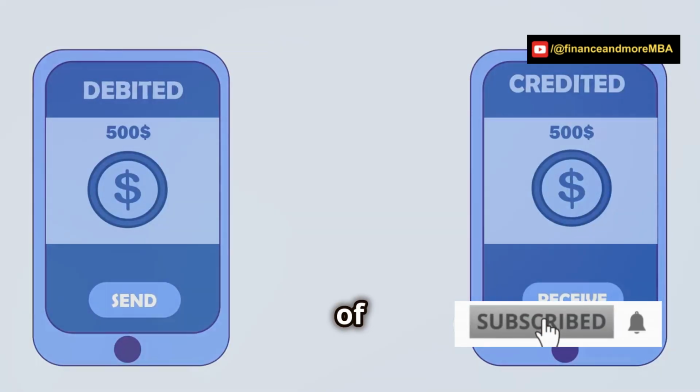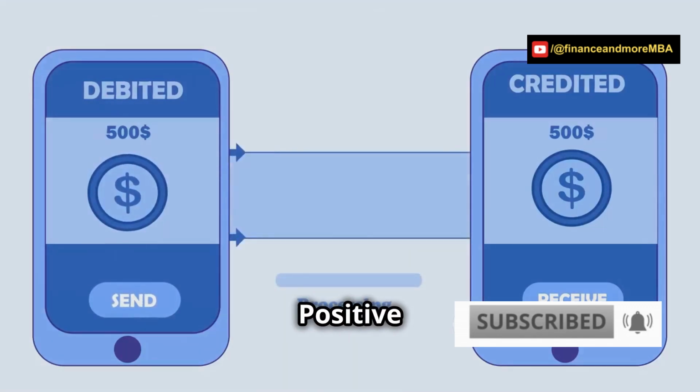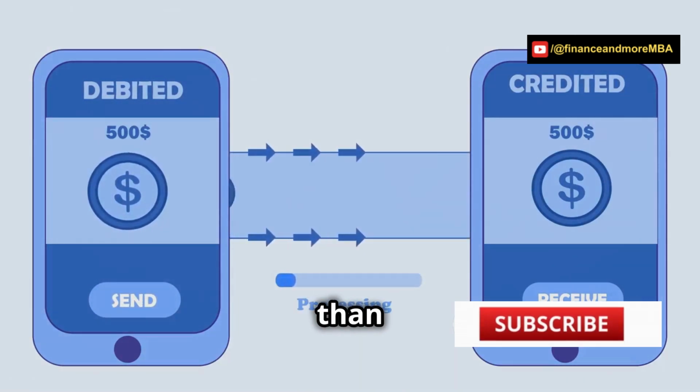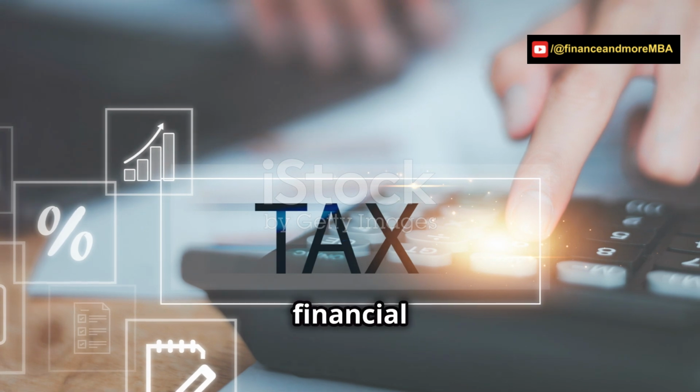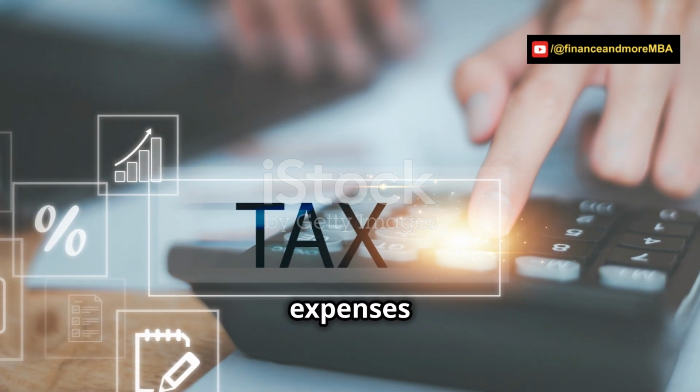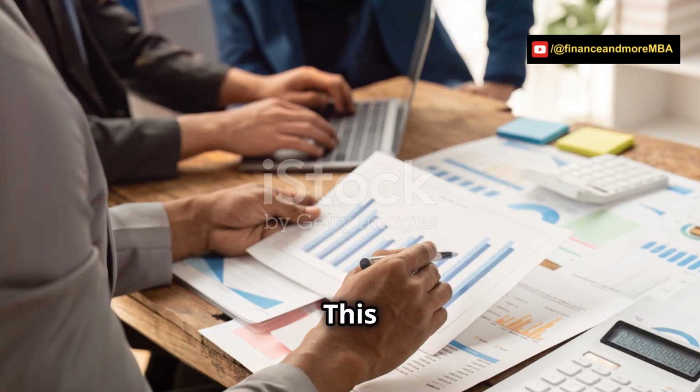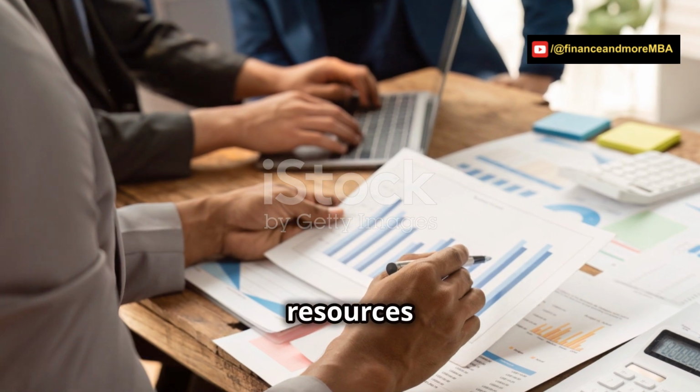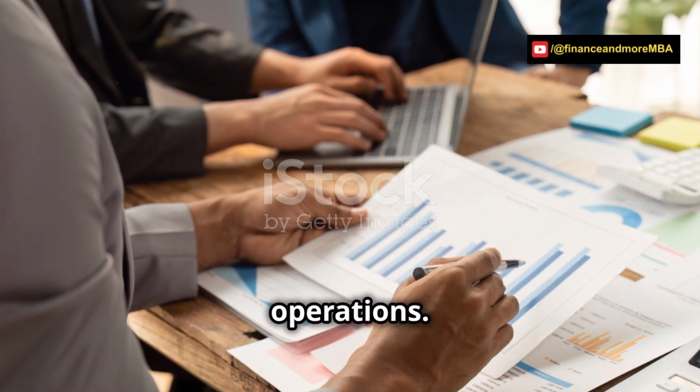This is the movement of money in and out of a business. Positive cash flow means more money is coming in than going out. A budget is a financial plan that estimates revenue and expenses over a certain period. This refers to the financial assets or resources that businesses use to fund their operations.